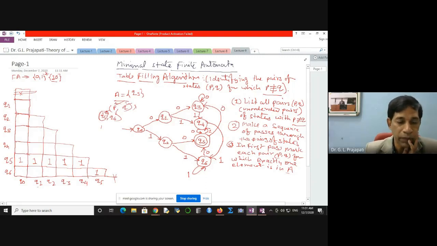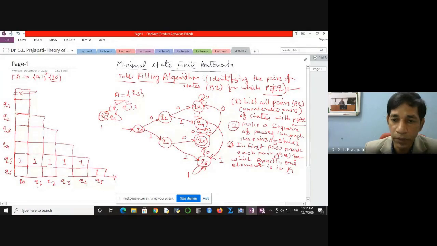So in the first pass, we have marked only the pairs for which we have seen that exactly one element is in the final state. So one state is the final state and the other is a non-final state. You can easily see what we are going to identify: the pairs of states for which P is not equivalent to Q.